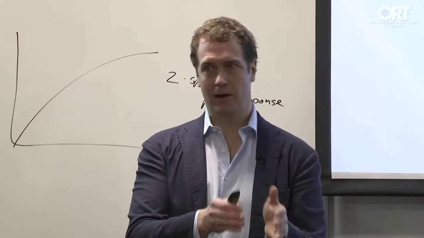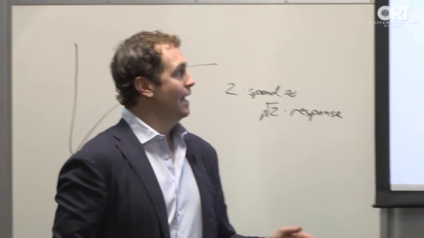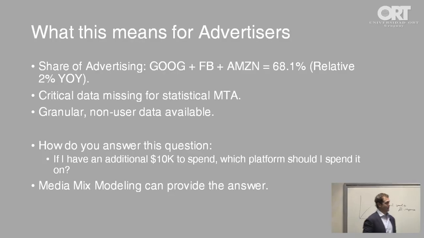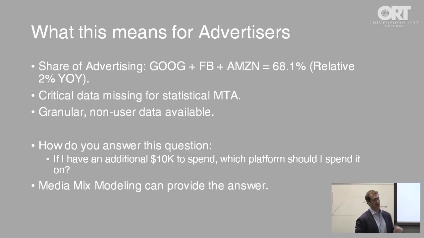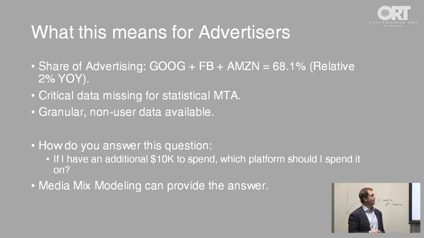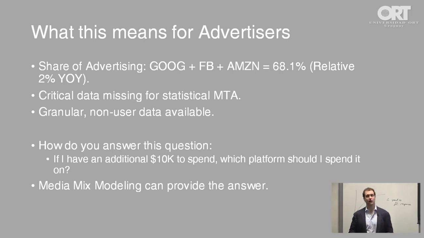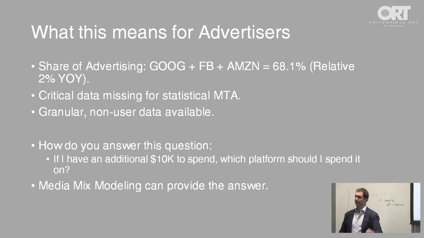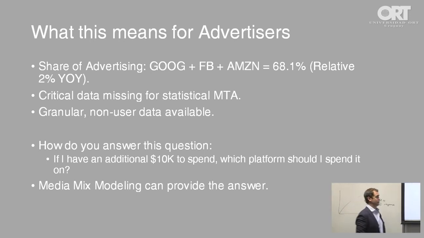They are not transparent with data. They never have been. And so what we're seeing is an increasingly large share of advertising spending going to these 3 companies. Google plus Facebook plus Amazon, 68% of marketing spend. So for every dollar that is spent, 68 cents is going to one of those 3 companies. Every dollar spent online, 68 cents is going to one of those 3 companies.